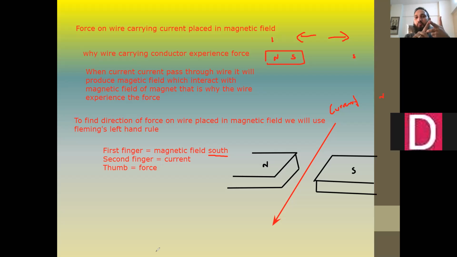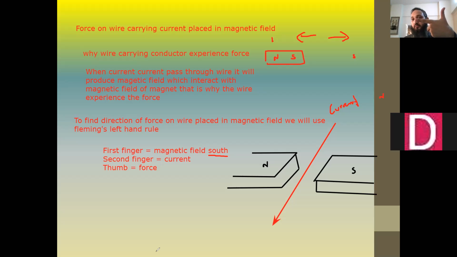my first finger should point towards south. So according to the figure which I drew, my first finger should point towards south. So south is towards the right hand side. So my first finger is pointing towards south. My second finger should point in the direction of the current, which is coming out, or towards me. That's why my second finger is pointing towards me. Where my thumb is pointing automatically.